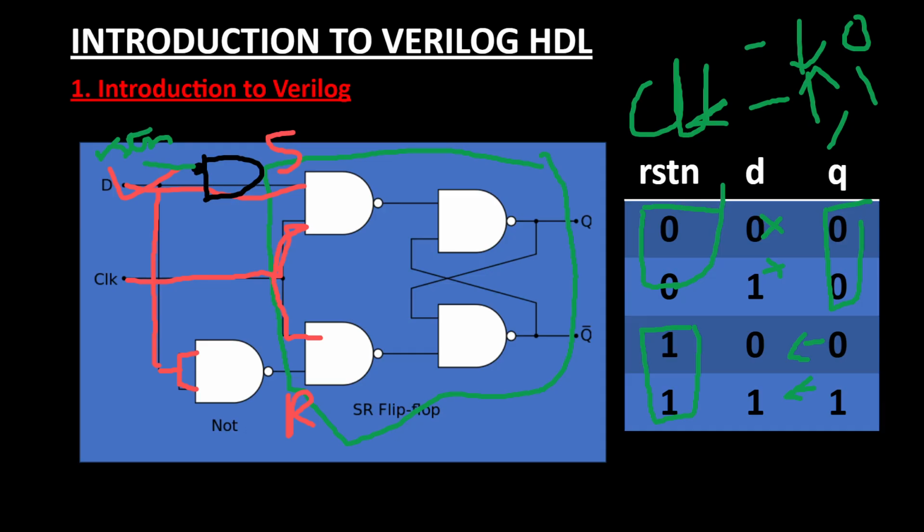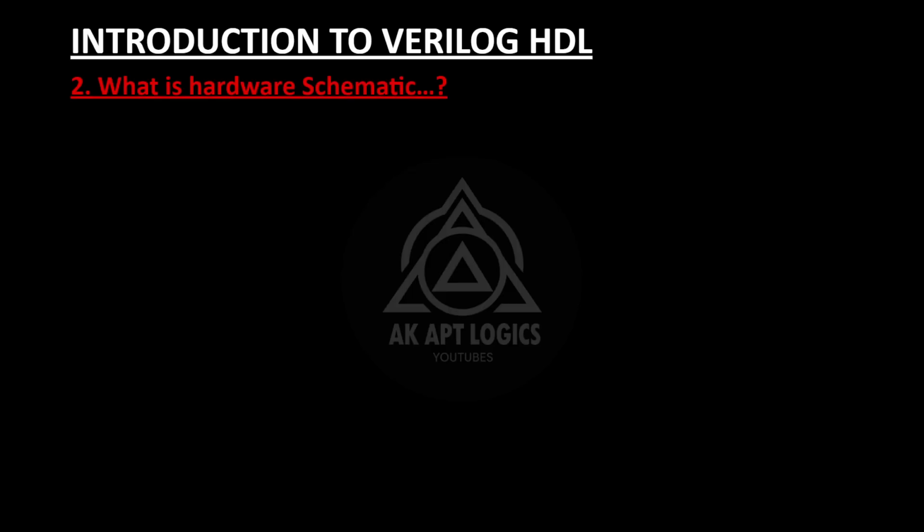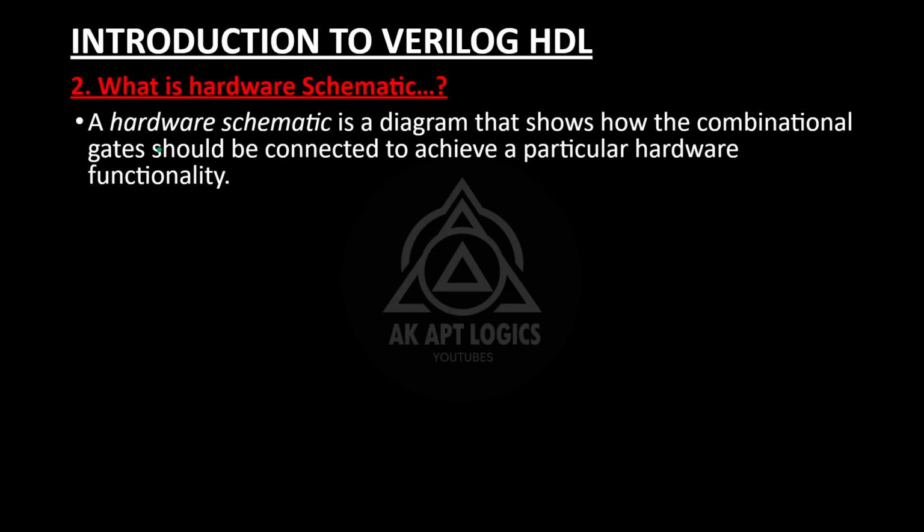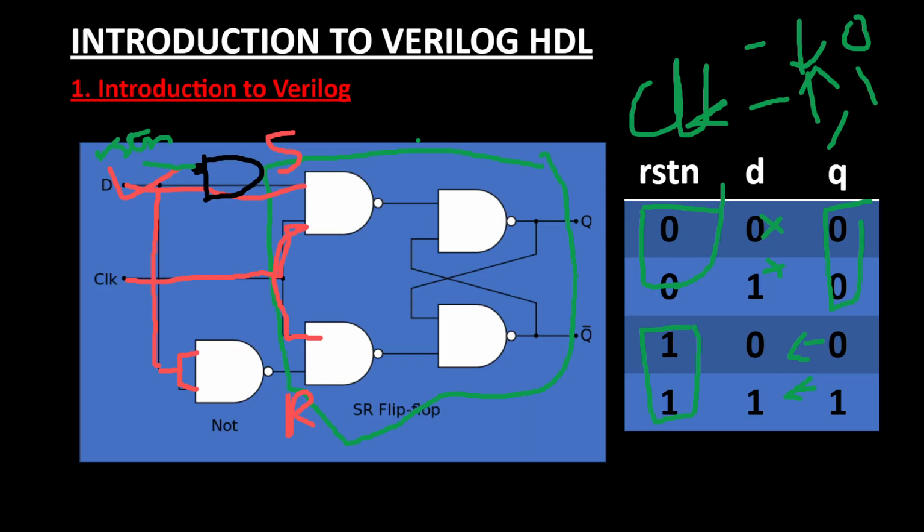So this is the thing about the flip flop. Now, what is a hardware schematic? A hardware schematic is a diagram that shows how combinational gates should connect to give a particular hardware functionality. It is nothing but a diagram, where several gates will be there.